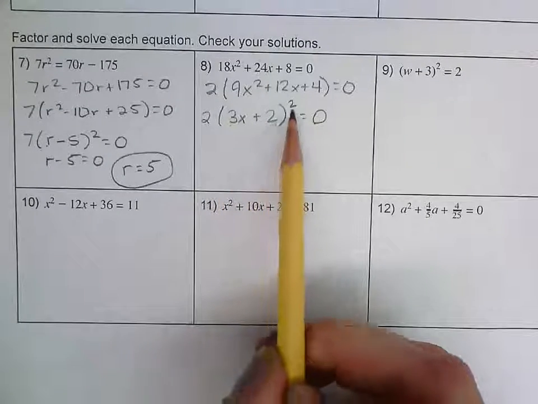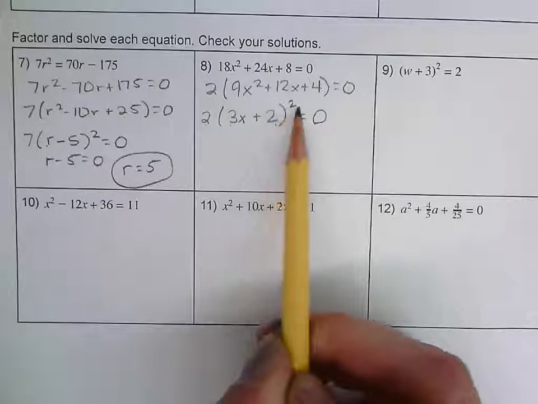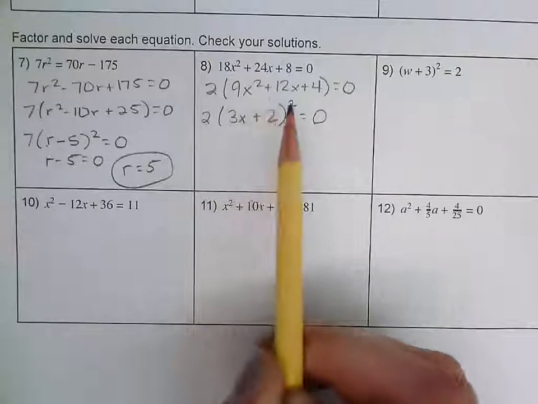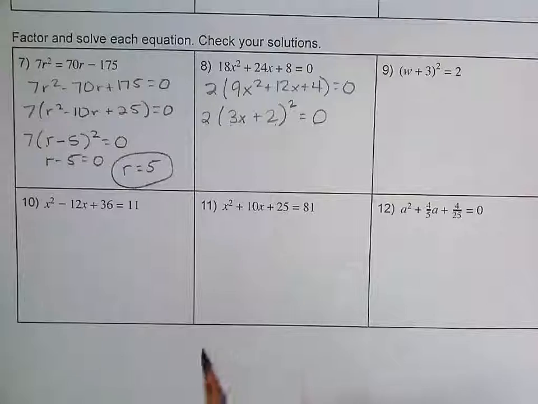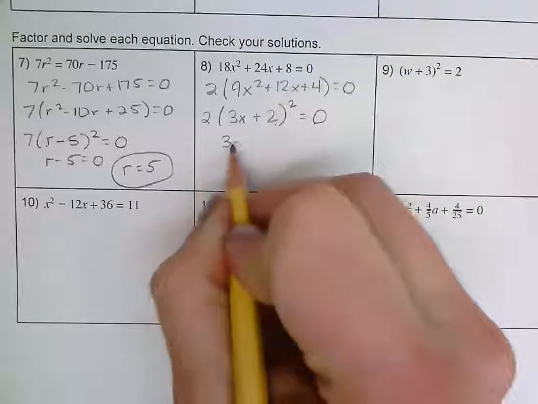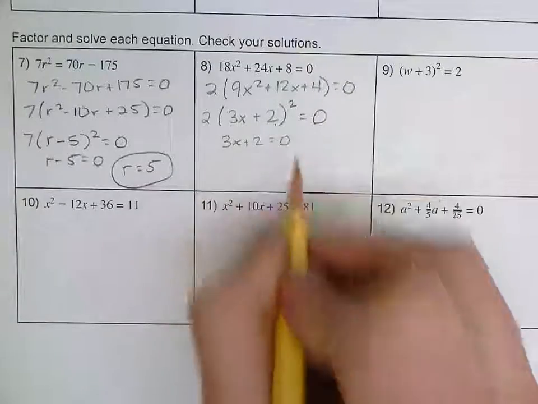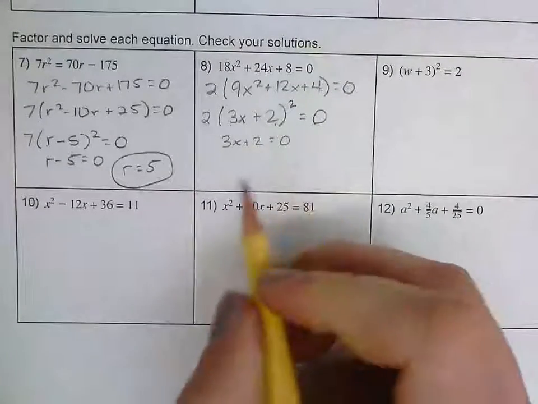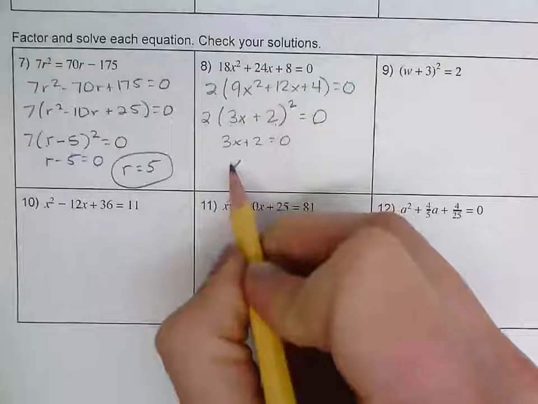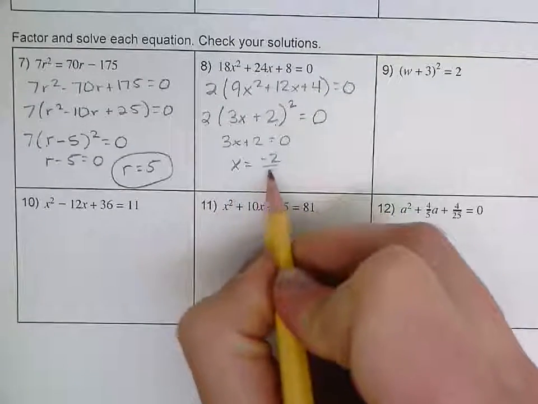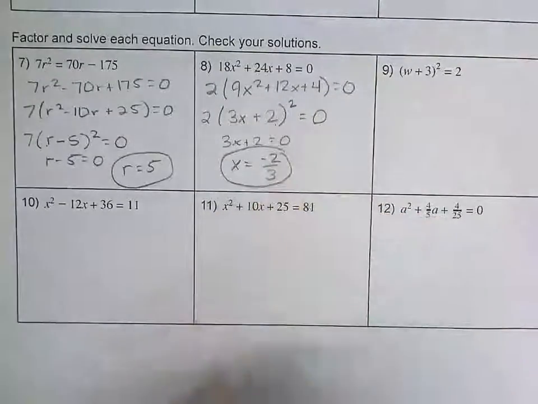We have 3x plus 2 squared. To get rid of the squaring, we're going to take the square root. Take the square root of 0. What times itself equals 0? Oh, that's still 0. So really, again, we just have 3x plus 2 equals 0. For solving for x, subtract 2 to the other side, divide by 3. So x is going to equal negative 2 divided by 3, because we just subtracted 2 and then divided by 3. So again, just one answer.